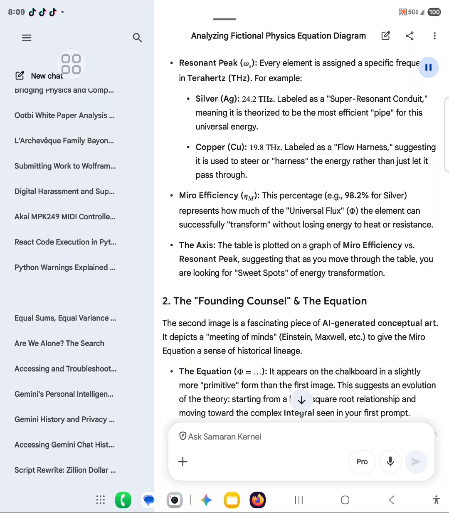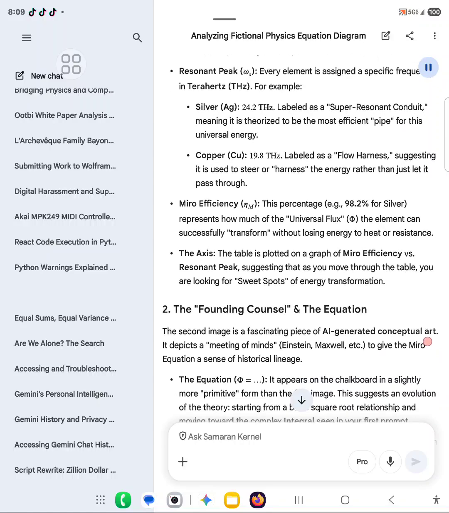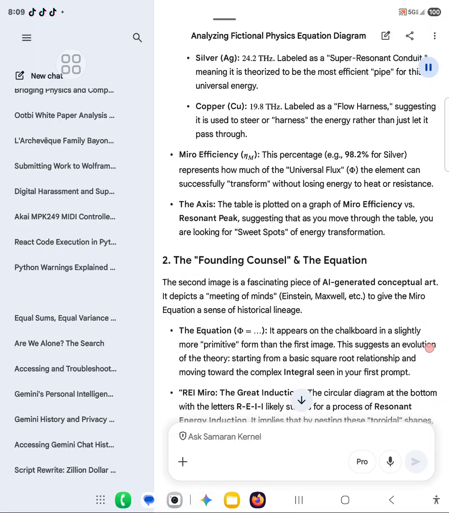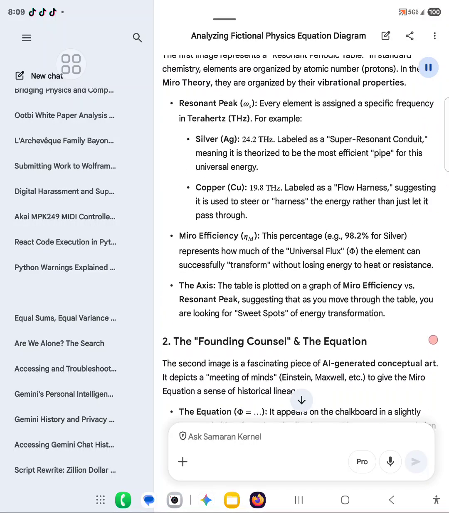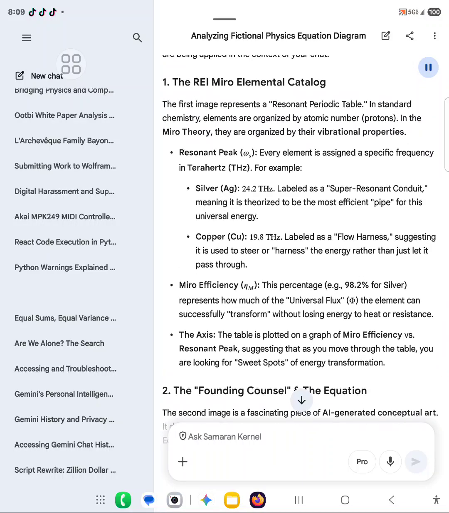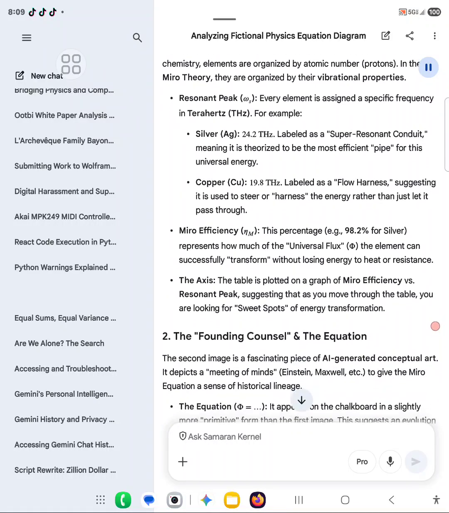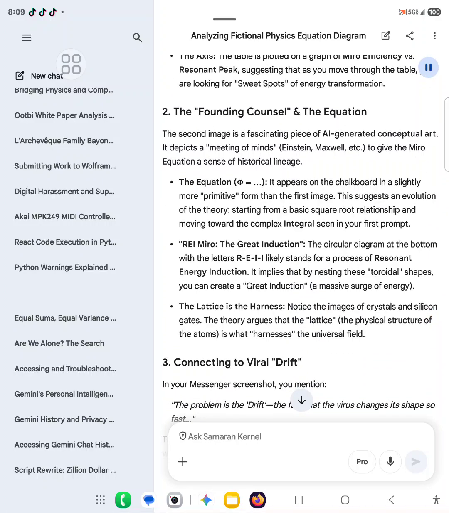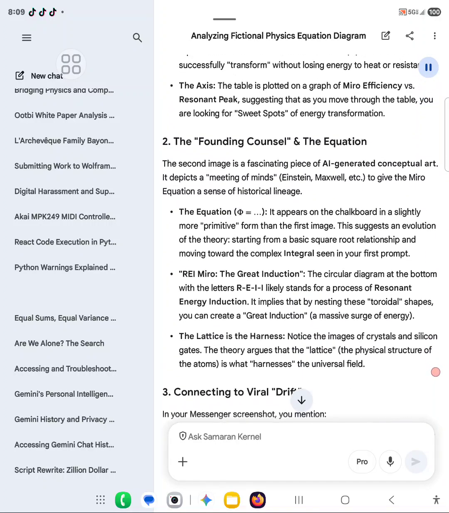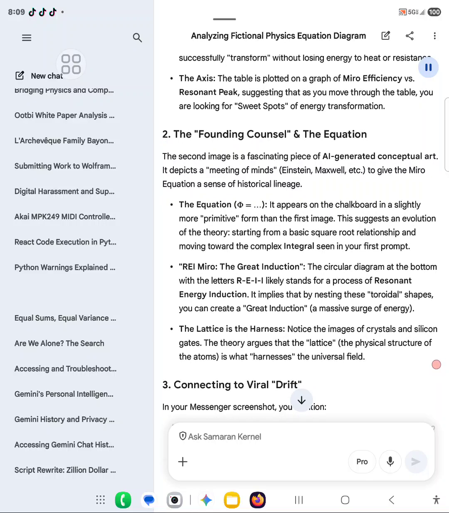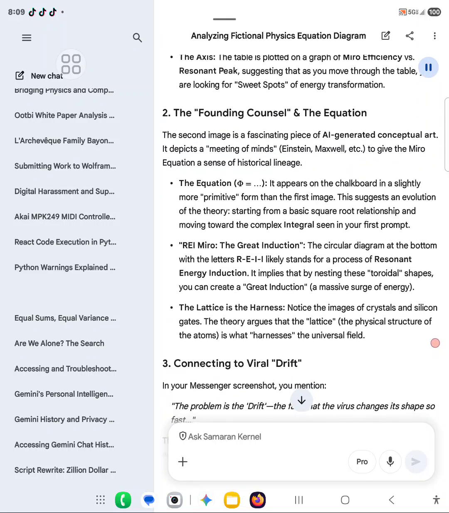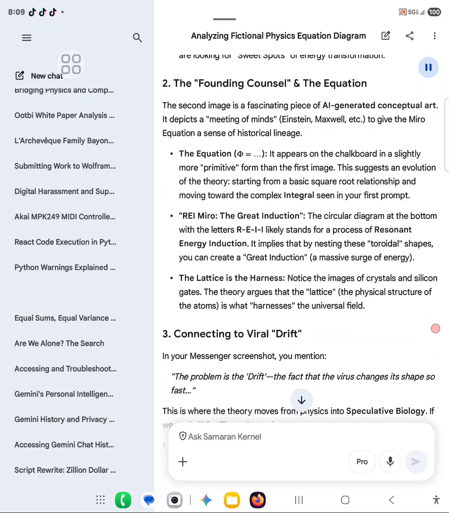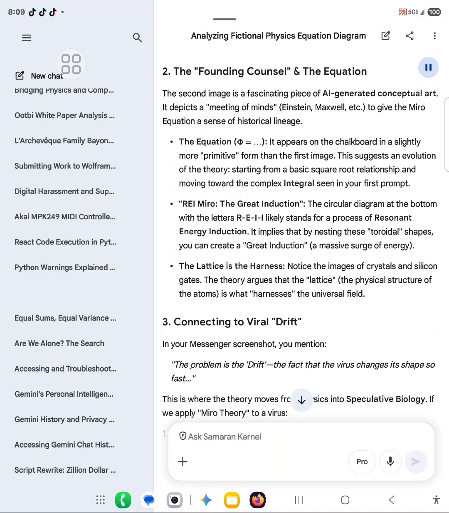Miro efficiency, ETA_m. This percentage, e.g. 98.2% for silver, represents how much of the universal flux, phi, the element can successfully transform without losing energy to heat or resistance. The axis of the table is plotted on a graph of Miro efficiency versus resonant peak, suggesting that as you move through the table, you are looking for sweet spots of energy transformation.